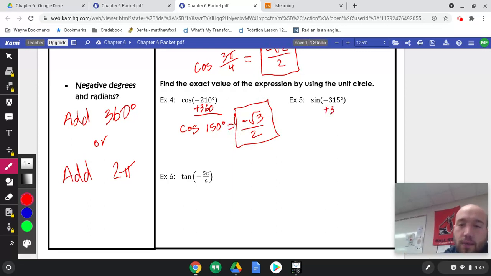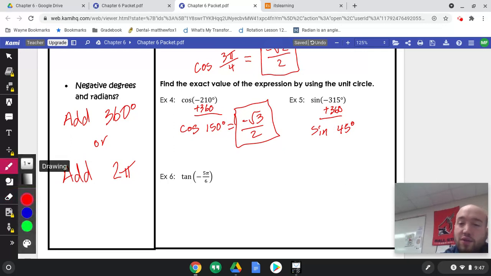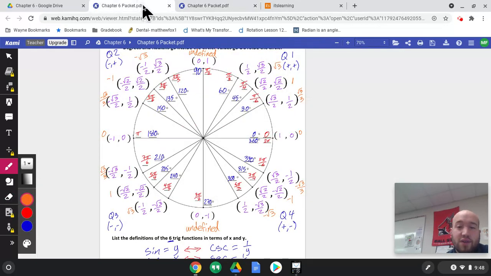Next one, same thing. Plus 360. It's going to give me the sine of 45 degrees. I keep putting that parenthesis. I don't need it. The sine of 45 degrees. Now, once again, if you are having trouble doing this in your head, that's fine. Pull out a calculator. Negative 315 plus 360, or you could even do 360 minus 315. Either way will get you 45. So we go over here. Sine of 45. 45 is right here. Sine is square root of 2 over 2.